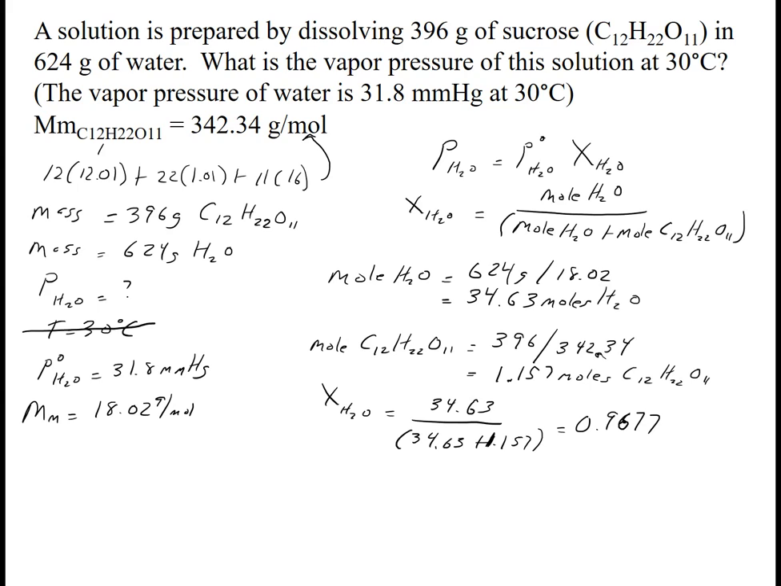Okay, and now that I have the mole fraction, I'm ready to substitute back into this equation. So my pressure of water for the solution is my pure pressure, which was given as 31.8 millimeters of mercury, times my mole fraction, which doesn't have a unit, 0.9677. And when I multiply those two together, I get 30.8, and the unit's going to be whatever unit of pressure they gave me, which is millimeters of mercury for this problem.